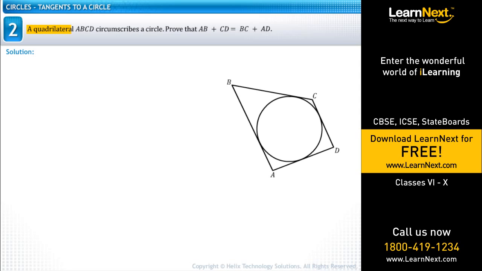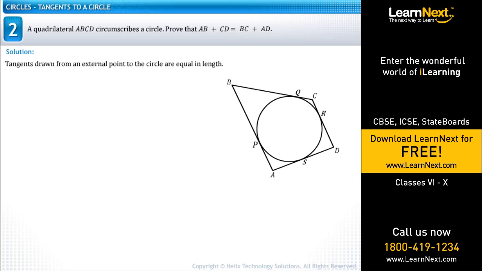A quadrilateral ABCD circumscribes a circle. Prove that AB plus CD is equal to BC plus AD. Notice that each side of the quadrilateral ABCD touches the circle at one point. Thus, sides AB, BC, CD and DA act as tangents to the circle. Let their points of contact be P, Q, R and S respectively.